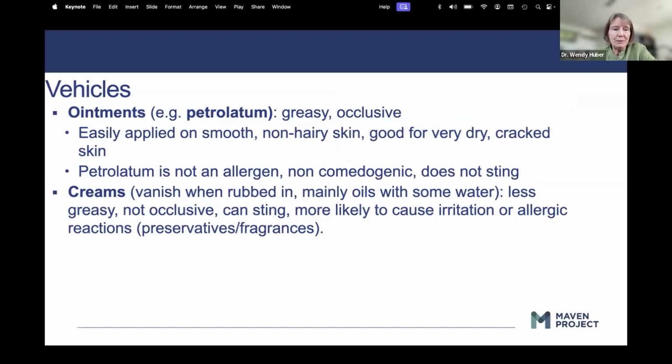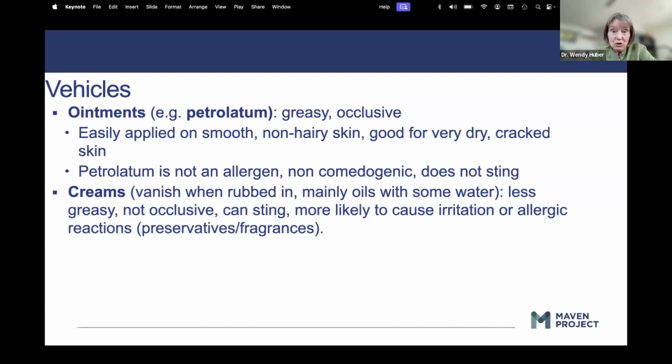So first of all, there are ointments. Petrolatum is an example of a common ointment. It's very greasy and occlusive. It's easily applied on smooth, non-hair-bearing skin. You'd never want to use it on the scalp; the patient would have a really hard time getting it out of the hair. And it's good for really, really dry, cracked skin.